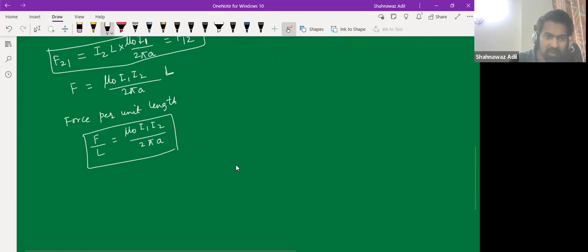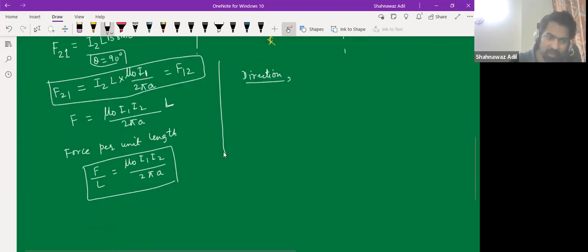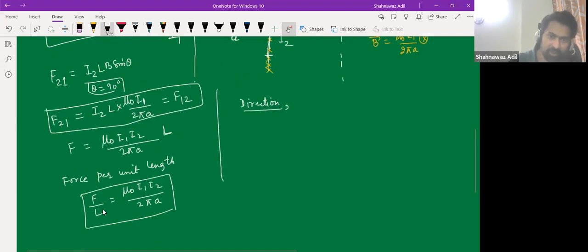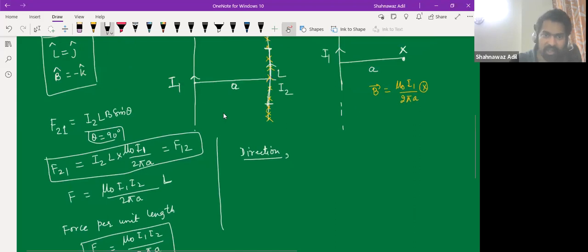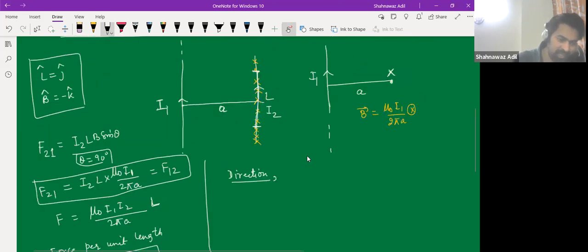Now we have to find out the direction. Force per unit length means the force on a unit length. So let's say the total length is 2 meters, we are calculating the force on 1 meter length. So that is force per meter. Now we want to find out the direction.